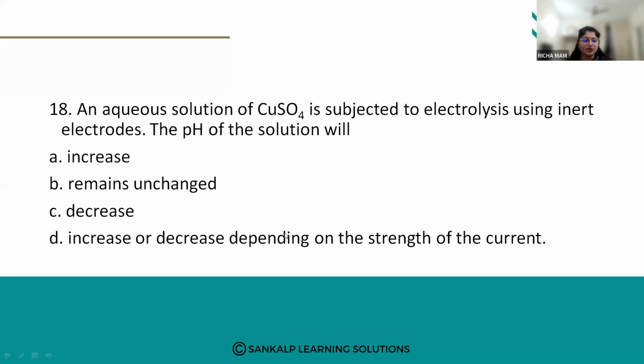An aqueous solution of copper sulfate is subjected to electrolysis. So what will happen to the pH? By using inert electrodes, it is subjected to electrolysis. So what will happen to the pH? If you see the reactions at cathode and anode, at anode, what will be there?